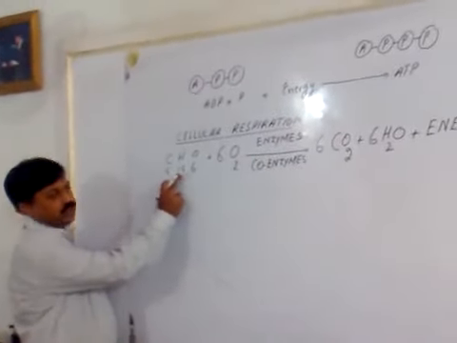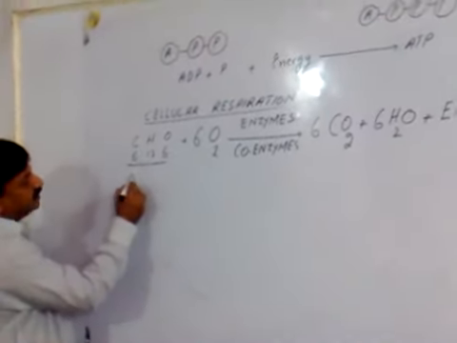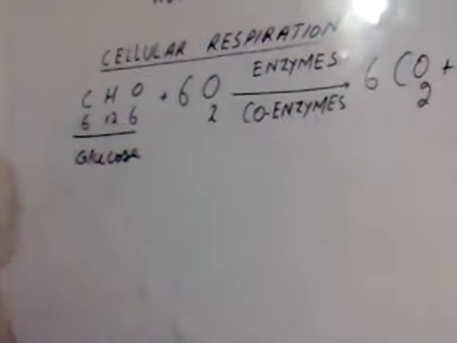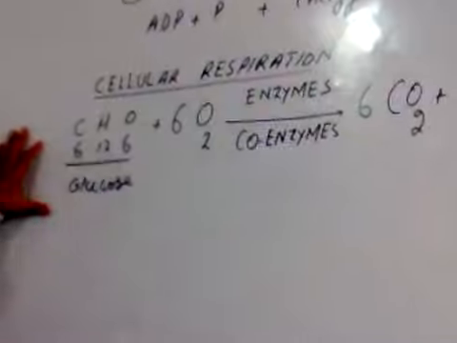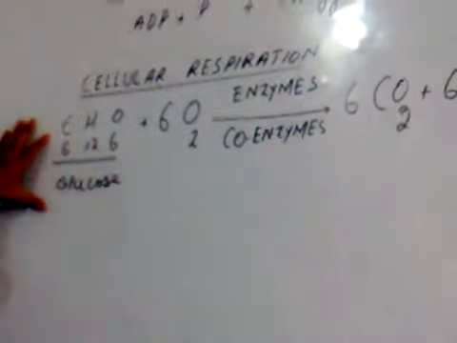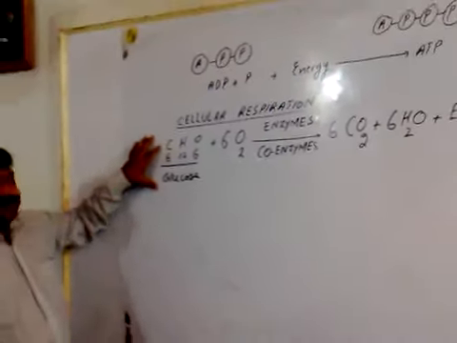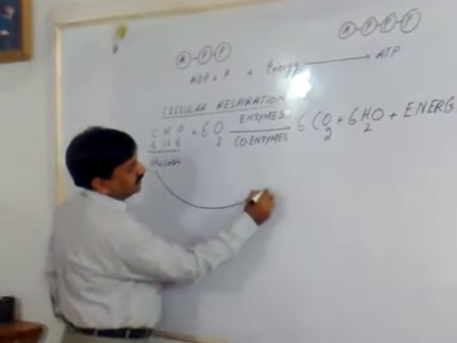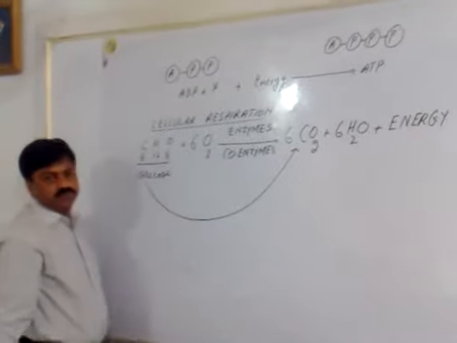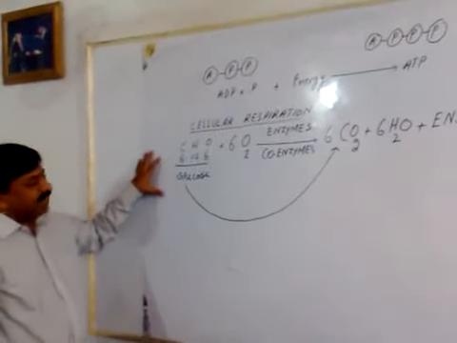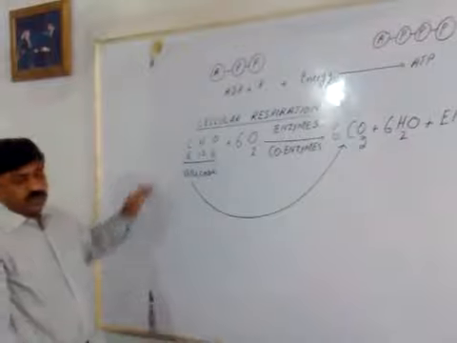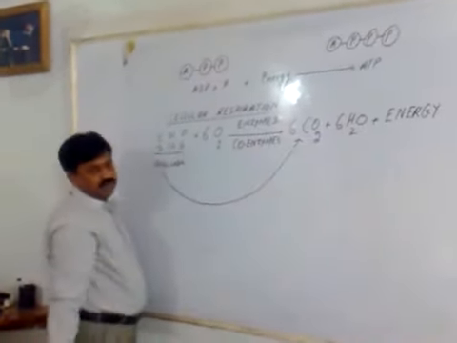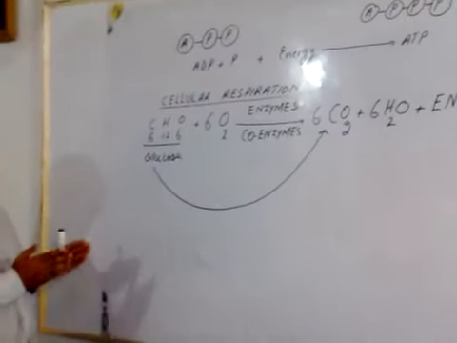Now, C6H12O6 is the molecular formula of glucose, a common sugar or carbohydrate. Glucose is broken into 6 individual molecules of carbon dioxide. So, when the glucose is broken into low energy molecules, carbon dioxide, energy is released.